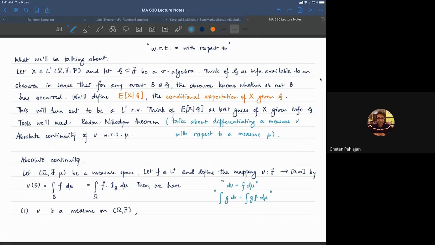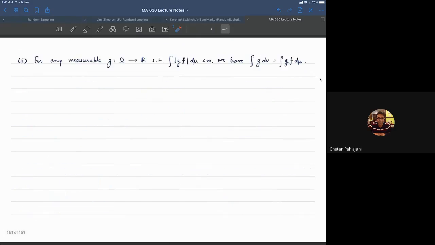So the first claim here is that ν is a measure on (Ω, F). Secondly, this type of formula does in fact hold, and here is a precise statement. Suppose g taking Ω to R is measurable. Basically, what I want to say is that this thing will be true so long as certain integrability conditions are met.